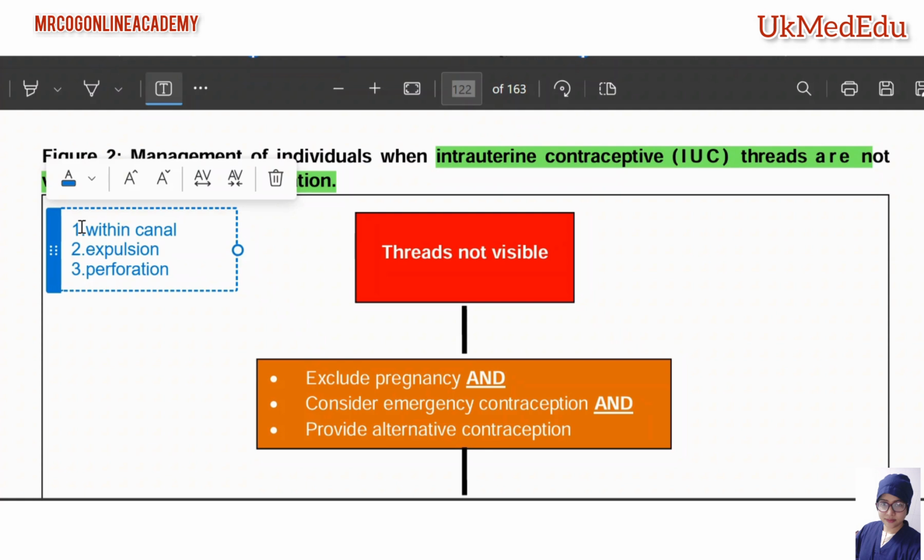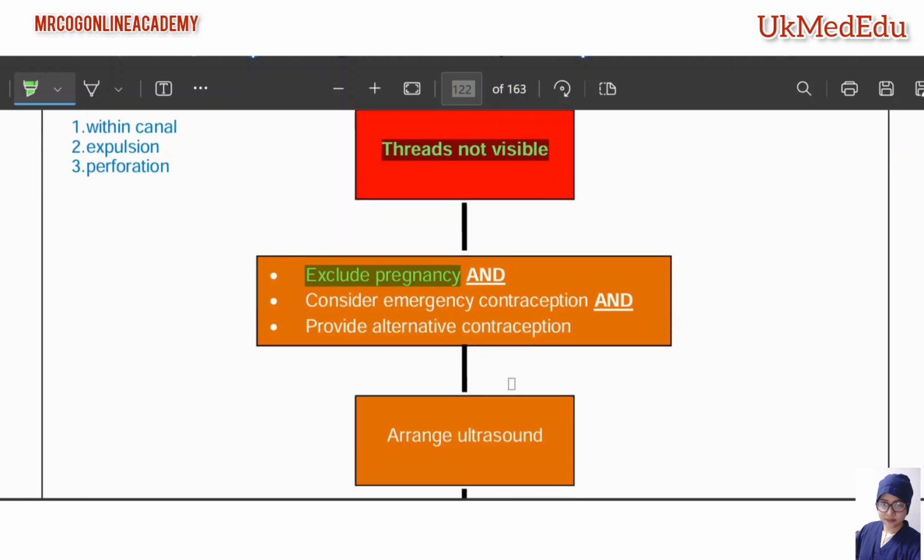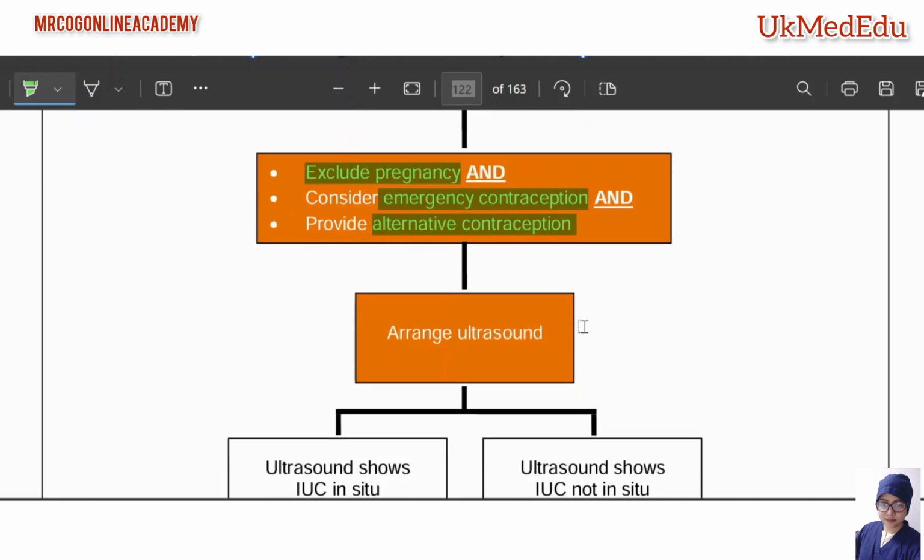So imagine you are examining a patient with an intrauterine contraceptive, but you cannot see the threads. What should you do first? The first thing is to make sure she is pregnant or not. That's our top priority, so we have to exclude the pregnancy. If pregnancy is ruled out, then we need to think about the contraception. Does she need emergency contraception, or should we provide an alternative contraception?